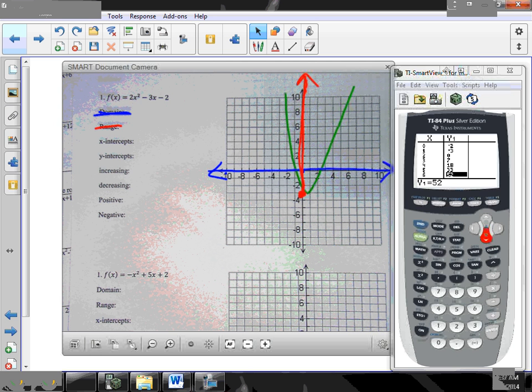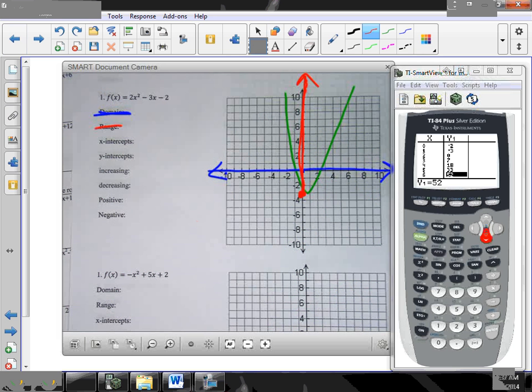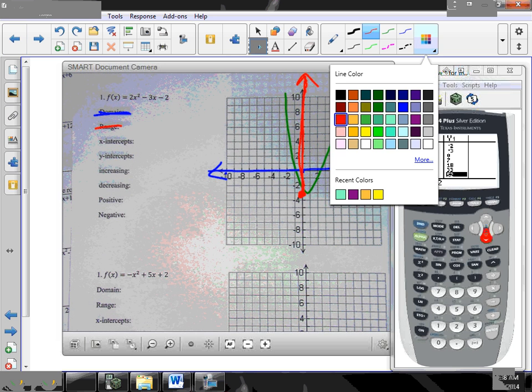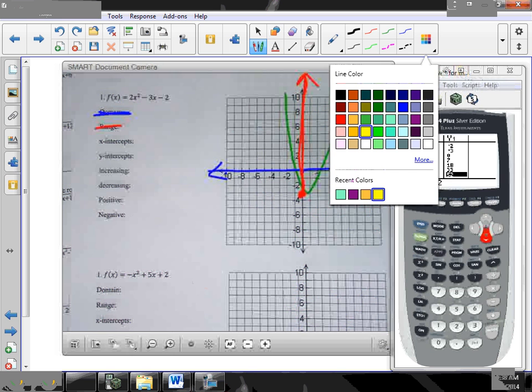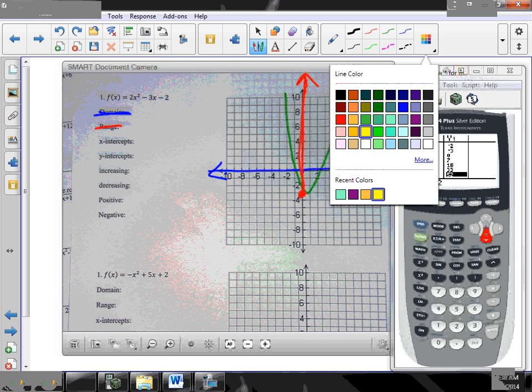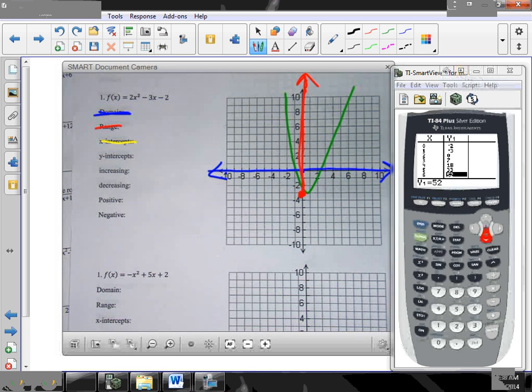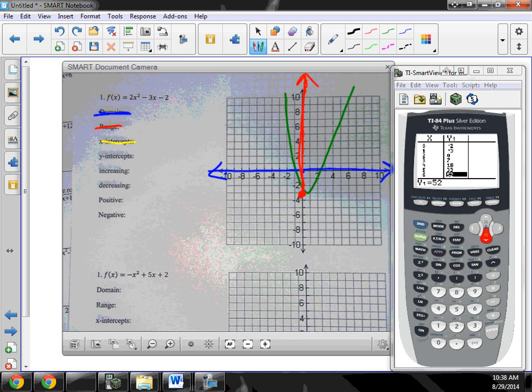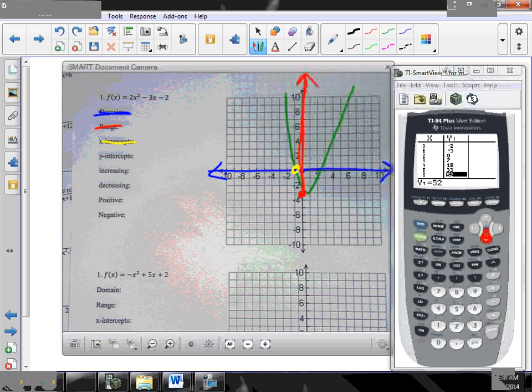All right? Now we want to look at x-intercepts. So pick a new color. I'm going to pick yellow. Oh, how awesome. How many x-intercepts does this have? How many times does the graph actually hit the x-axis? 2. So right here is 1, and right here is 1.